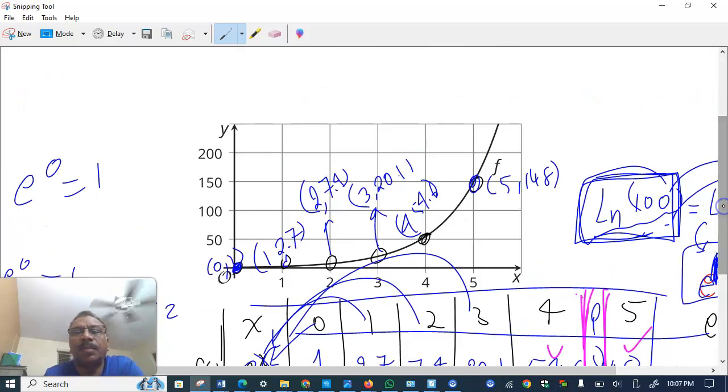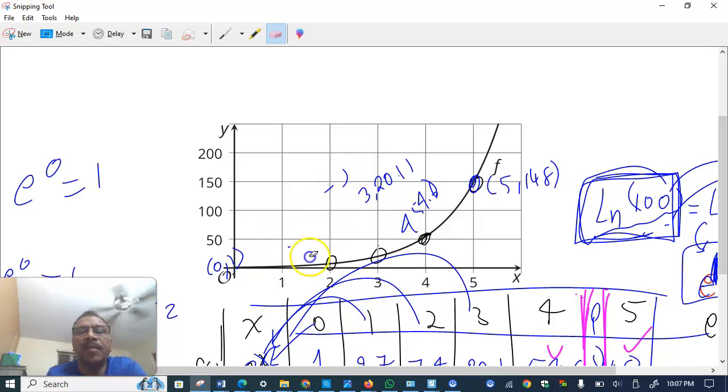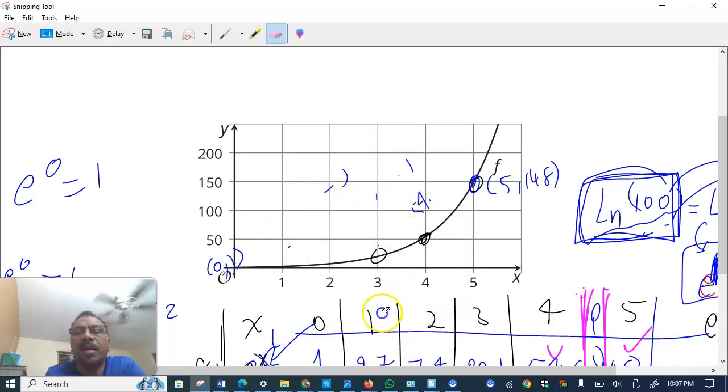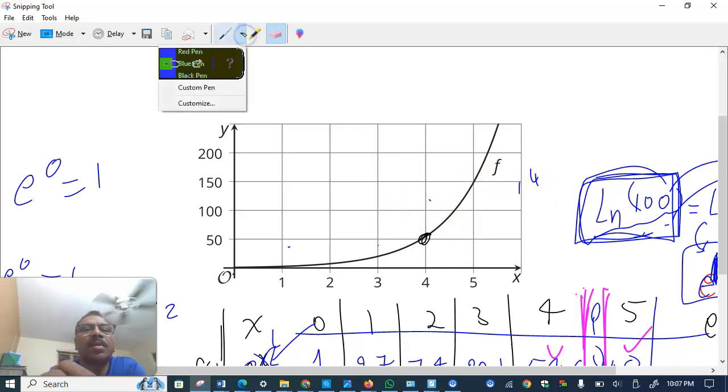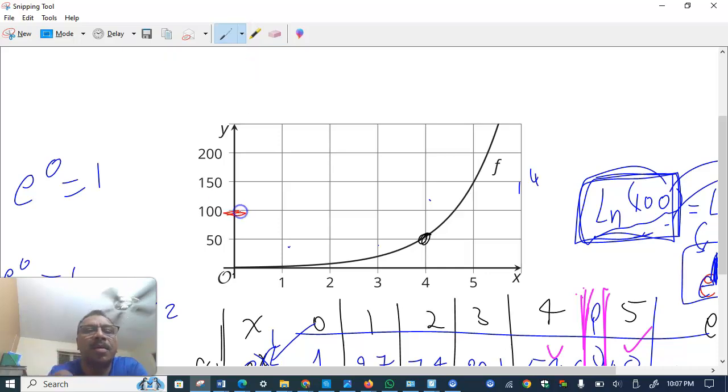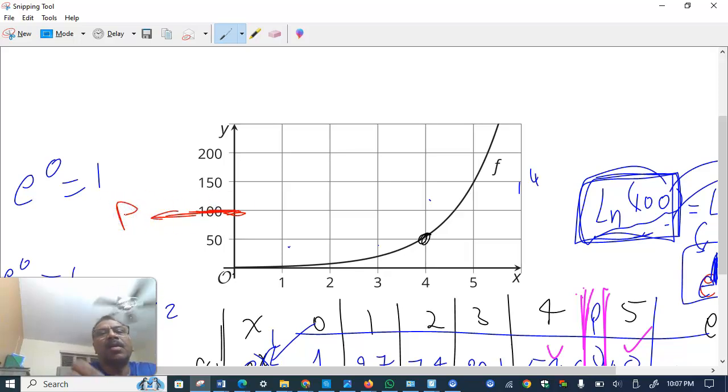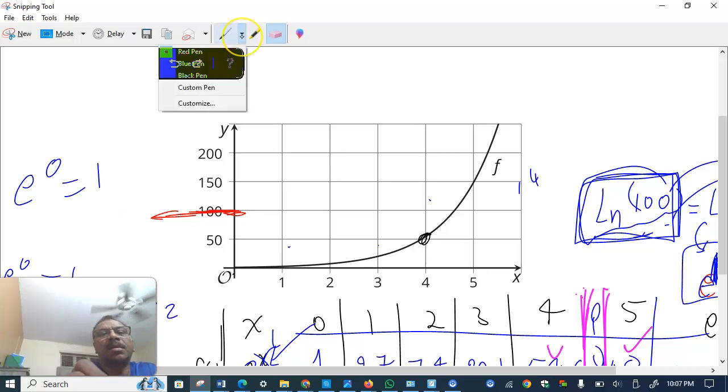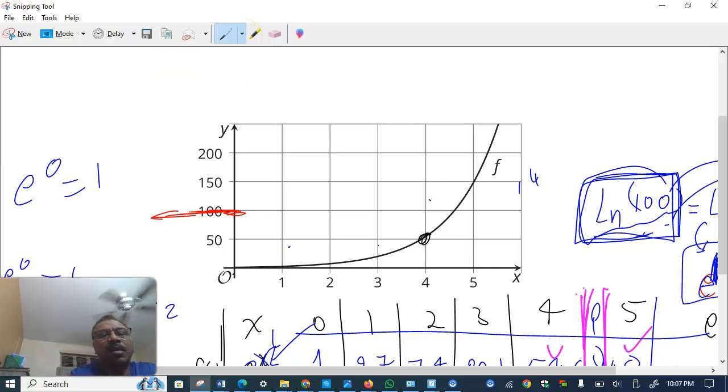In this graph, we can easily calculate, or rather estimate, not the exact value. So we can estimate from here. The output has to be 100. This is the 100. This is that e raised to p that we want to know is 100. So you go all the way.